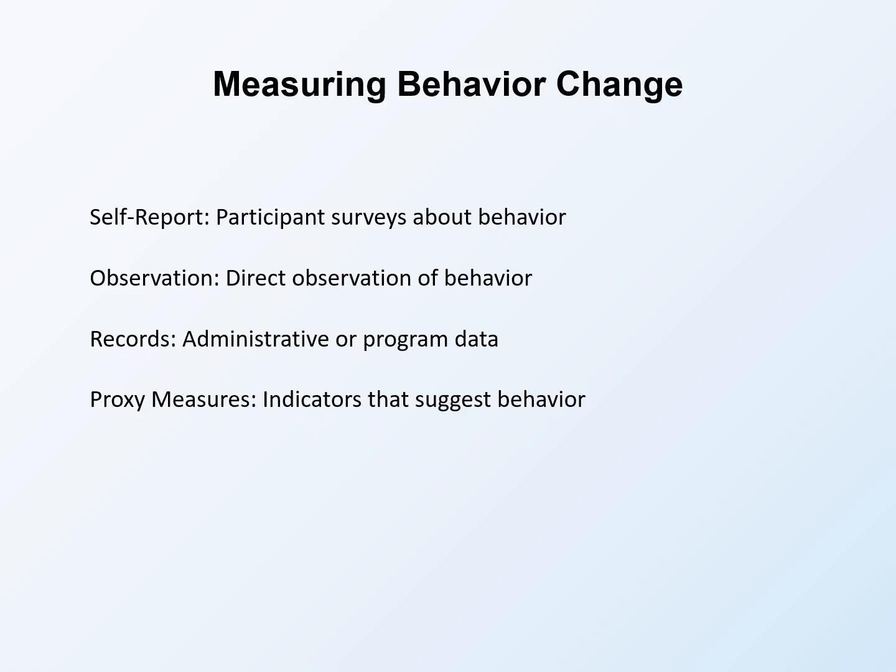Proxy measures are indicators that suggest behavior even when not directly measured. Purchasing healthy food suggests dietary change is occurring. Gym membership and attendance suggests exercise behavior. Prescription refills suggest medication adherence. Proxies are imperfect substitutes for direct measurement, but sometimes practical when other approaches are not feasible.